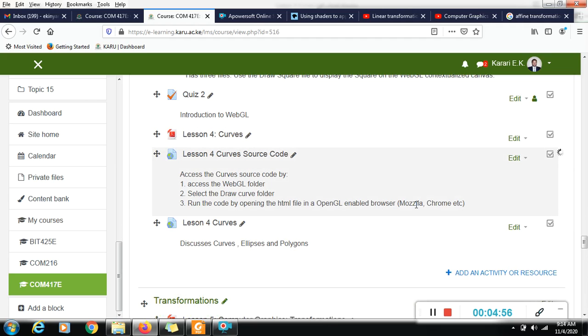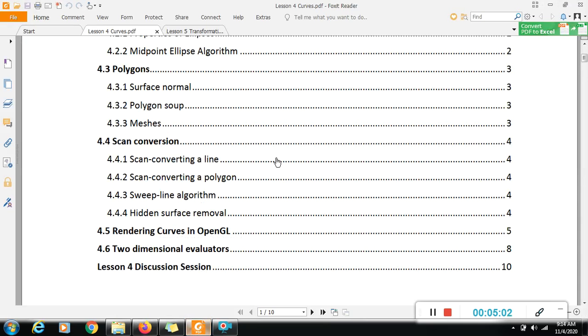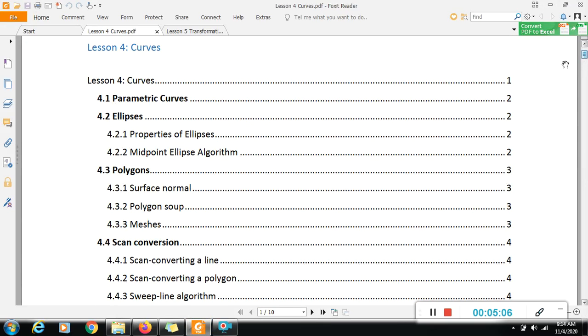I think we can pick it up from there, but probably before we go to lesson 5, I would also like to highlight a little bit of what was there in lesson 4 when you're discussing the curves and the ellipses and the polygons. We went through parametric curves, the ellipses, the properties of the ellipses, the polygons. I've restructured this course a little bit, of course, to discuss the surface, normal, polygon, soup, meshes.